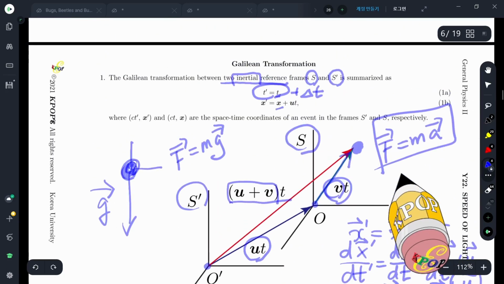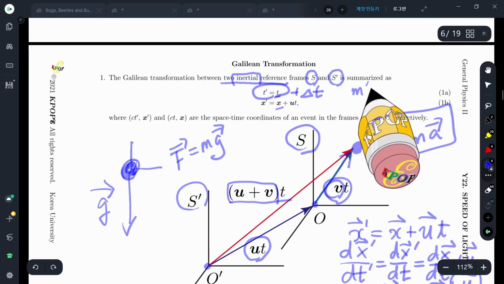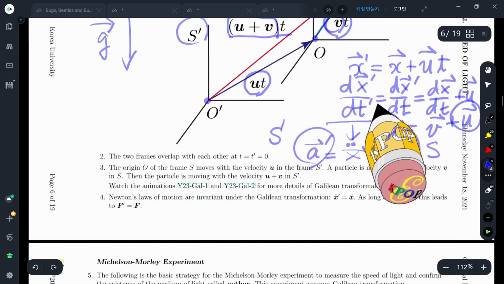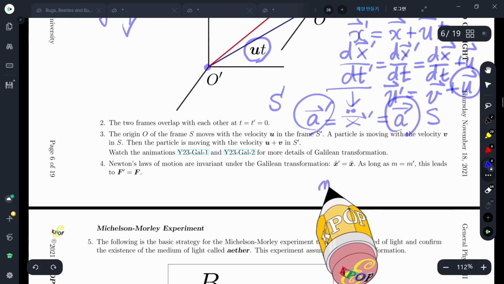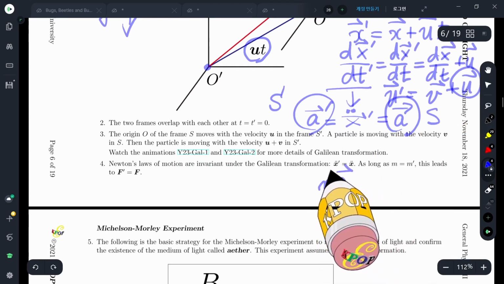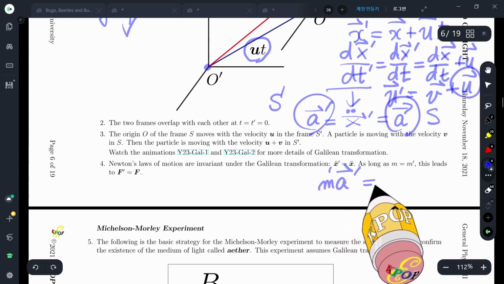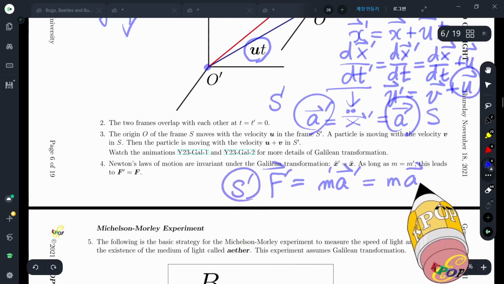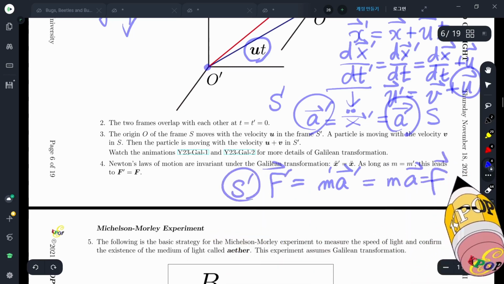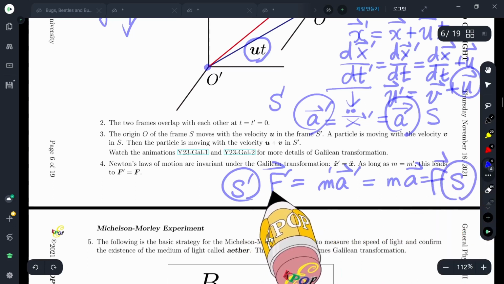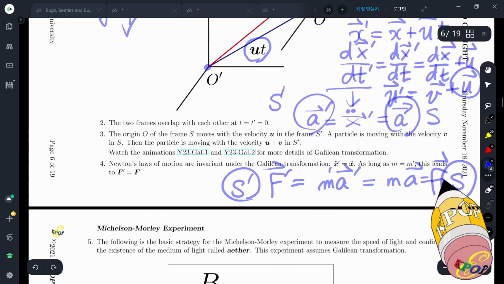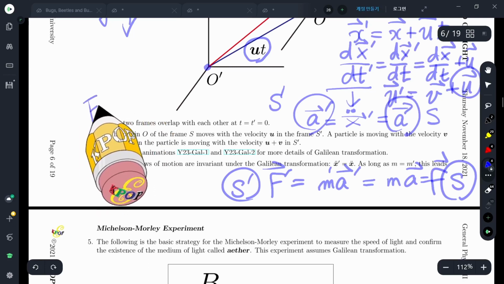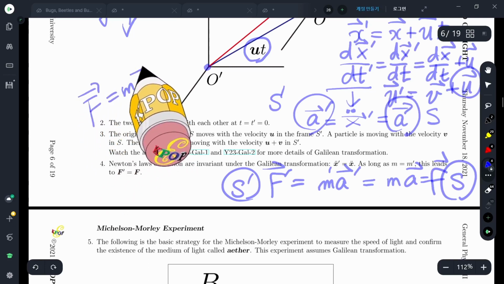An additional assumption is that the mass of a single particle is the same in both frames. Then we can multiply by the identical mass: m prime a prime equals ma. This is the force in the frame S prime, and this is the force in the frame S. So the forces in the two inertial reference frames are the same. That means under Galilean transformation, Newton's law of motion is invariant.